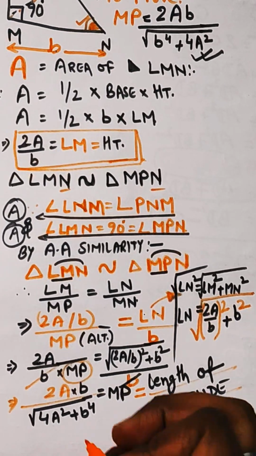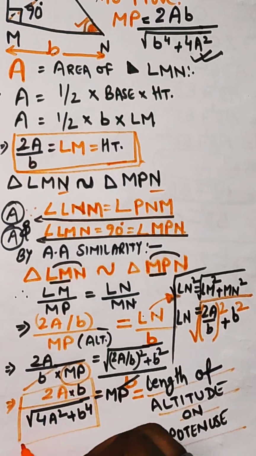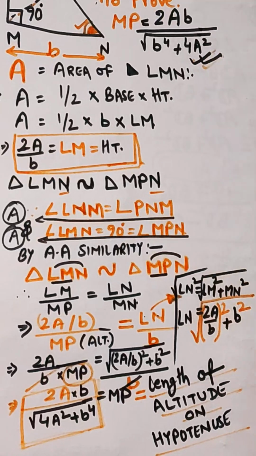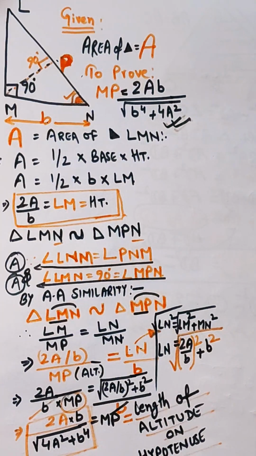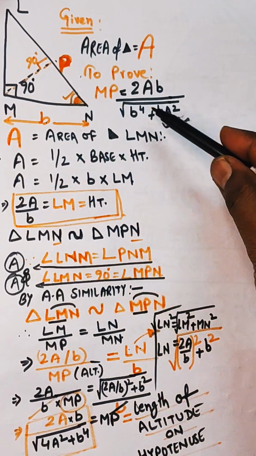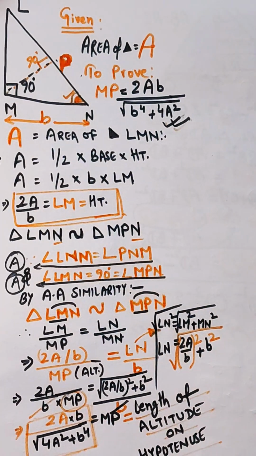So we can see the length of the altitude on the hypotenuse is this one, and this is the same thing, the length of MP, which was about to be proved, right? In this way we have proved the length of this altitude on the hypotenuse MP, and this question is solved.